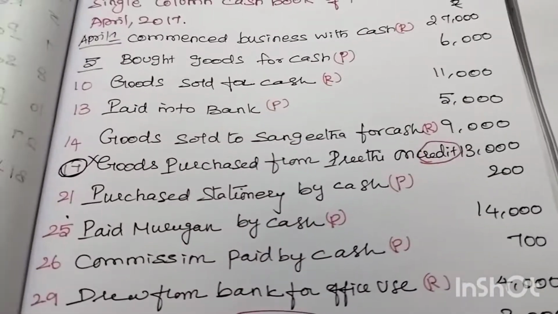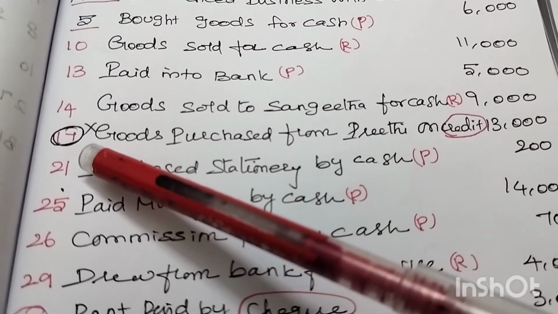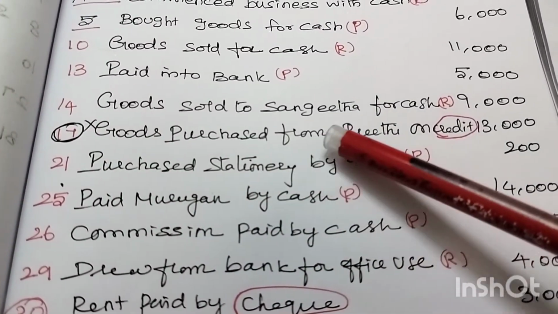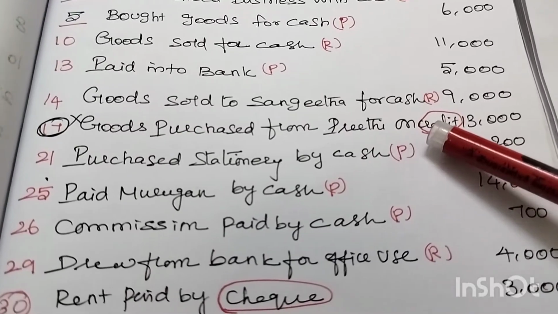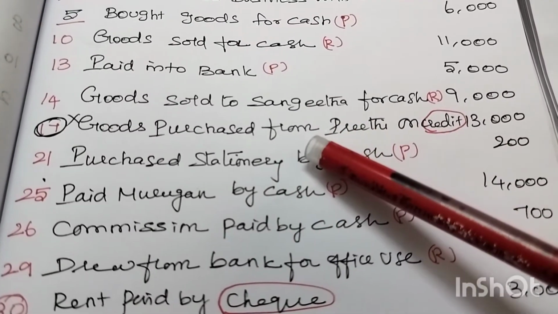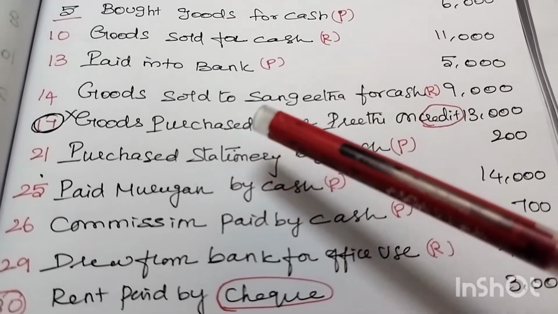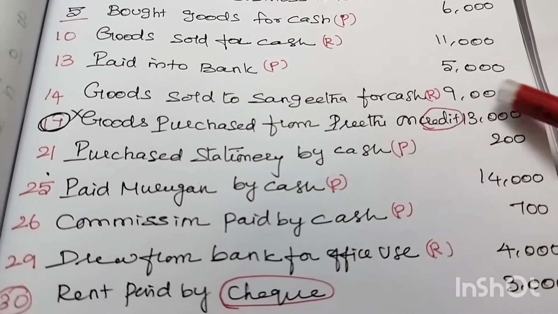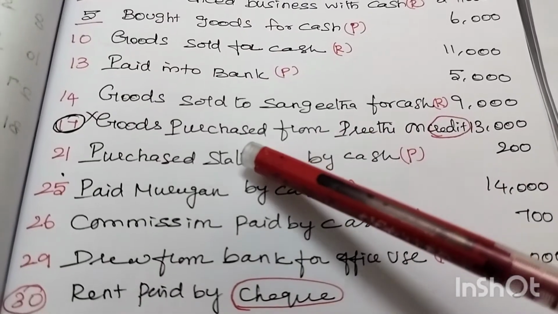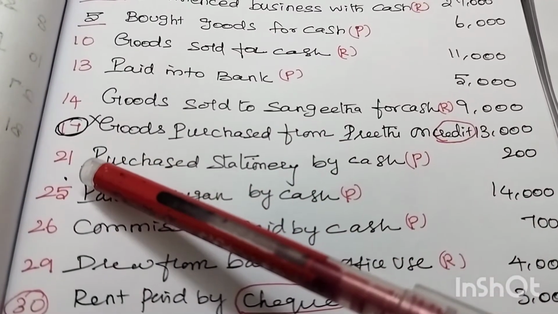Then the 17th, goods purchased from Preeti on credit. Listen to this transaction. What does it tell us? This is a credit purchase. Credit purchases won't enter into the cash book, so we omit this transaction.